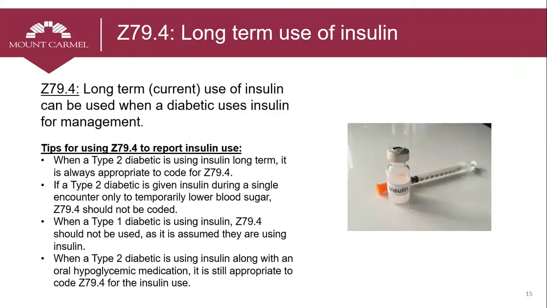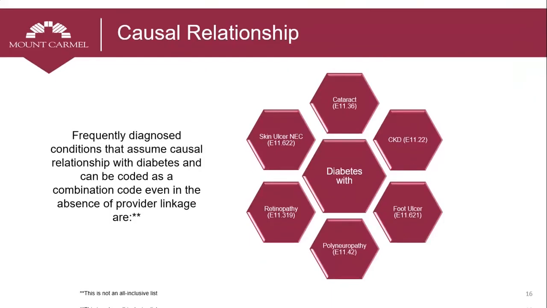If a type 2 diabetic is given insulin only during a single encounter to temporarily lower or bring down blood sugar, Z79.4 should not be coded in this scenario. If a type 2 diabetic is using both insulin and an oral hypoglycemic medication, just the code for the insulin should be reported. There are many combination codes for diabetic complications in ICD-10. Each time a patient's diabetes is being treated and they have a diabetic complication, a combination code should be documented in the note and submitted on the claim to capture the complication along with the diabetes.